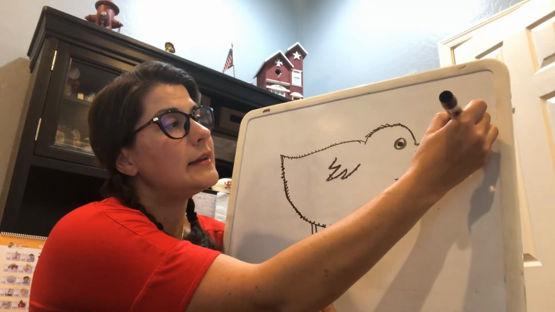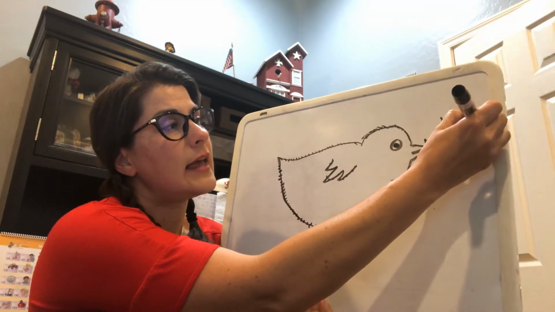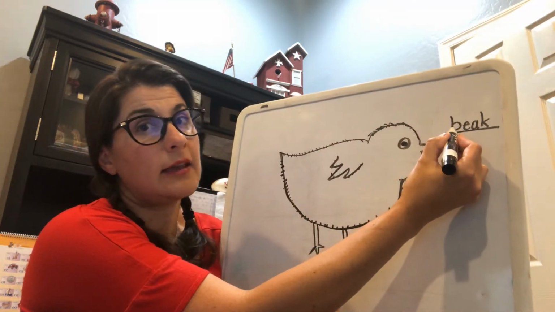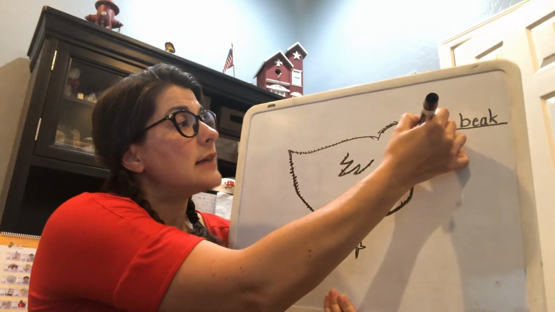B, E, that's the EA vowel team. K. Make sure your B starts with a line first, and then up and around. I will label its eye.